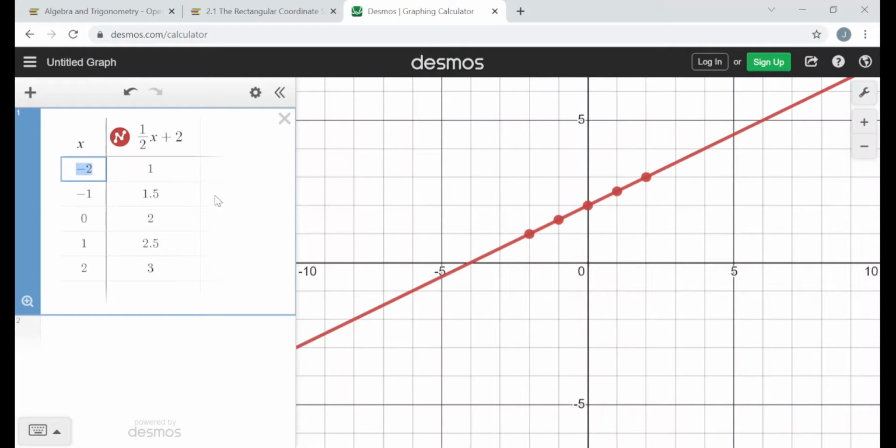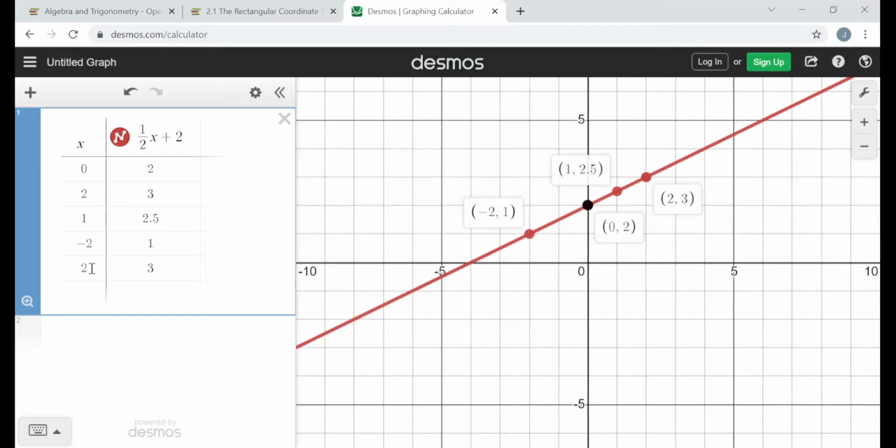I plugged in 0, gave me an output of 2. I plugged in 2, it gave me an output of 3. I plugged in 1, it gave me an output of 2.5. I plugged in -2, it gave me an output of 1. So those 4 points that just showed up, those 4 red points, these are the 4 points that I plotted on my paper. Exactly the same. But it's a lot nicer looking here because you get a nice grid.